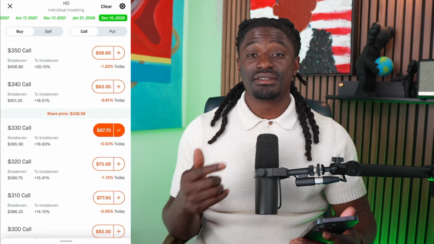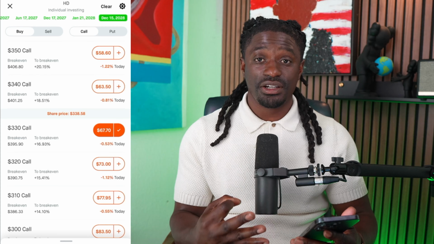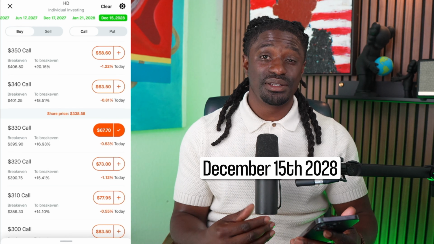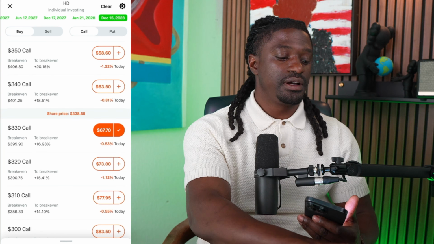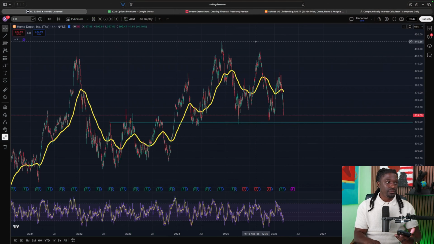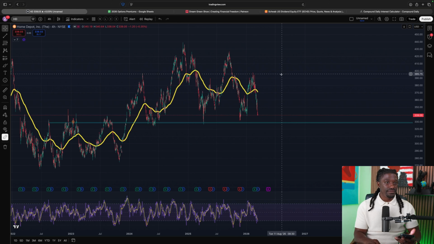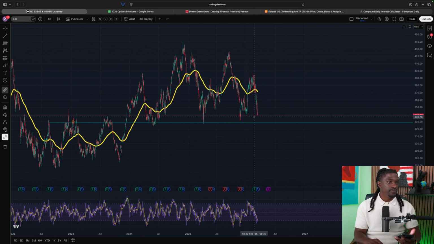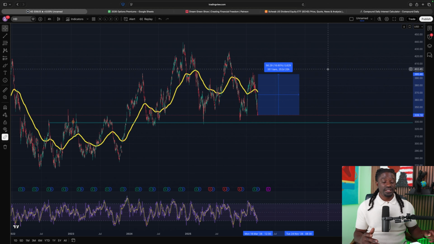This one right here. So it would cost us $6,770 to enter this almost 3-year LEAP option on Home Depot, expiring December 15, 2028. And our break even is $395. So if we come back over here, the all-time high on Home Depot was $439. And we only need Home Depot to go up to $395, to this area right here. We need Home Depot to go from $340 to $395 in the next 3 years, expiring all the way out in 2028. So that's how I'll be setting up my LEAP options.